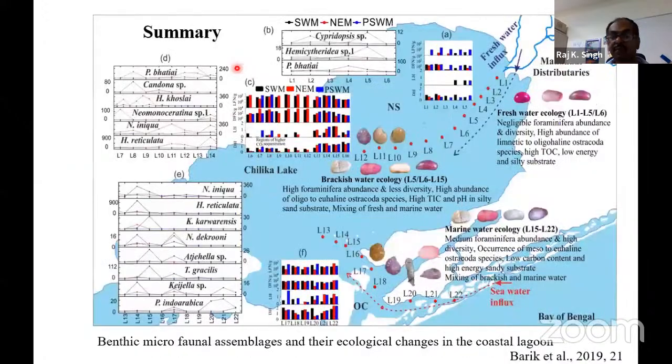Prior to that, we measured the seasonal variations in the foraminifera, ostracods, and all these things. We found that foraminifera cannot work here because in the freshwater regions we are not getting any forams. And in modern days, there are three different ecologies prevailing here: freshwater ecology in the north, in these river influenced regions, and in the center, the brackish water and the marine ecologies are there.